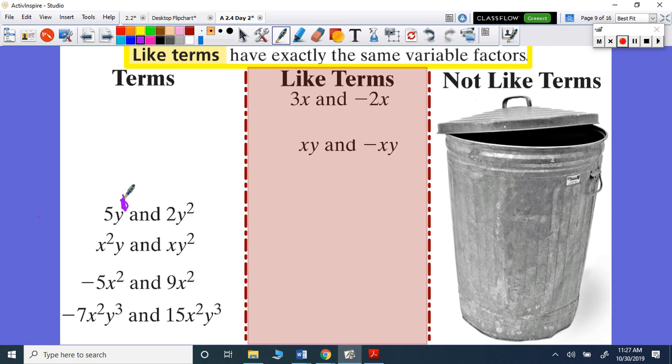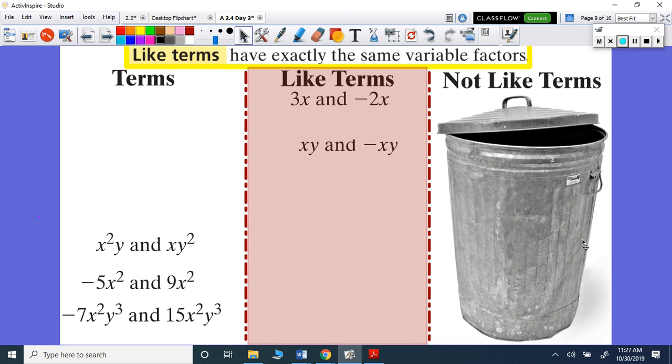Are those identical? They're the same letters, but they also have to have the same exponents. What do you think, Jake? Are they identical or not? No. We would not be able to combine those. So, those fellas are getting trashed in the trash can.